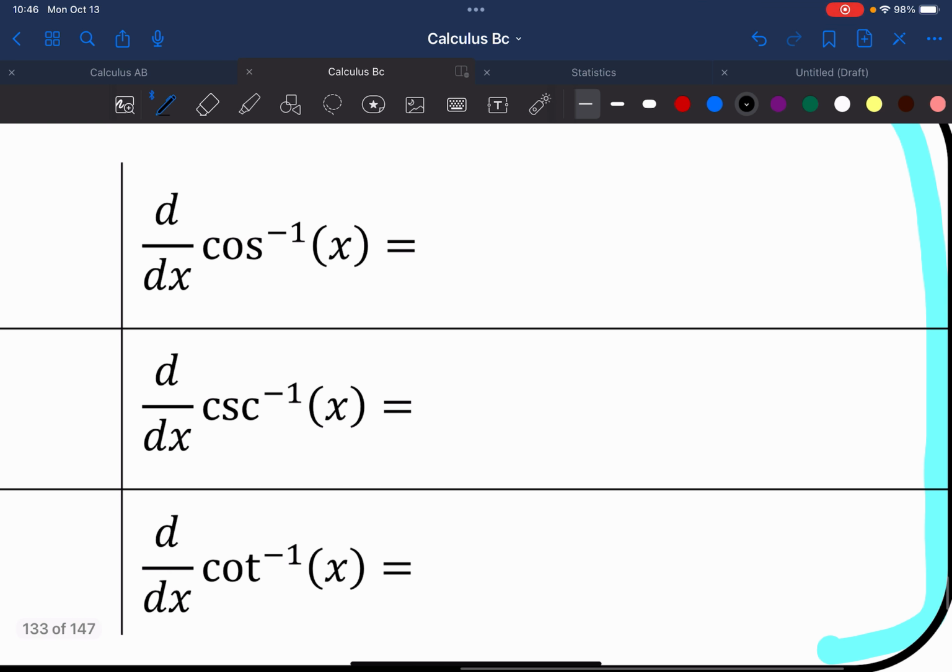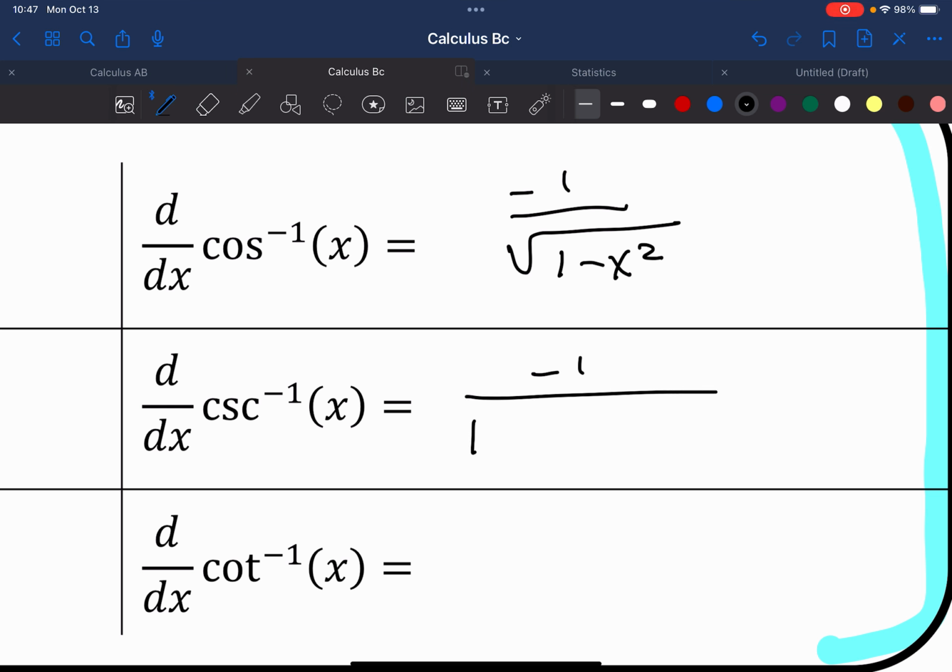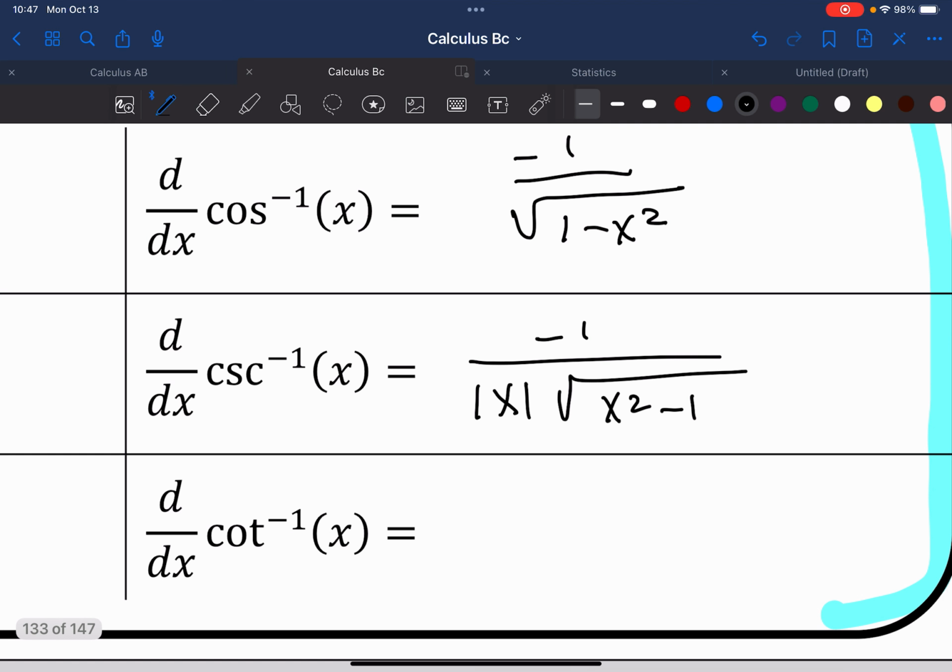The derivative of the inverse of cosine is negative 1 over the square root of 1 minus x squared. The derivative of the inverse of cosecant is negative 1 over the absolute value of x times the square root of x squared minus 1. And the derivative of the inverse of cotangent is negative 1 over 1 plus x squared.